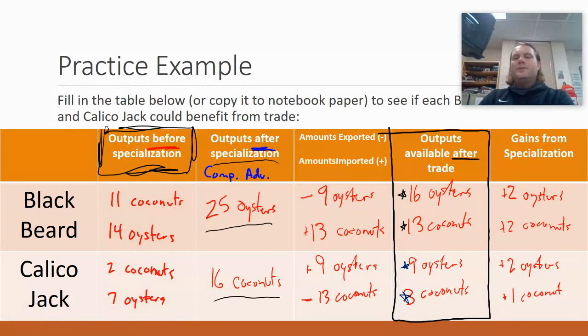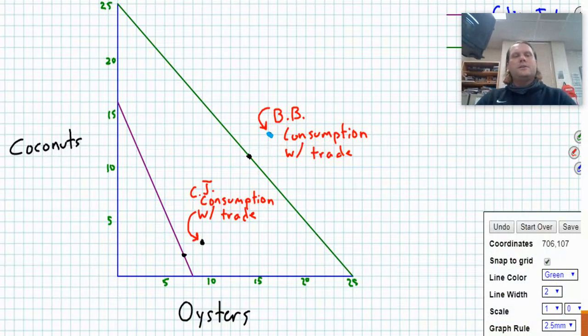Let's put this on a graph right here. Let's put these 9 oysters and 3 coconuts on the graph. 9, 3, we can see we get a spot right here for Calico Jack. That is also outside of his line. So we just proved that gains from trade are going to be advantageous. Now, can we make an unfair trade? 100% we could. But if we work at it and we use some economic concepts, we can prove that we can consume outside these lines.